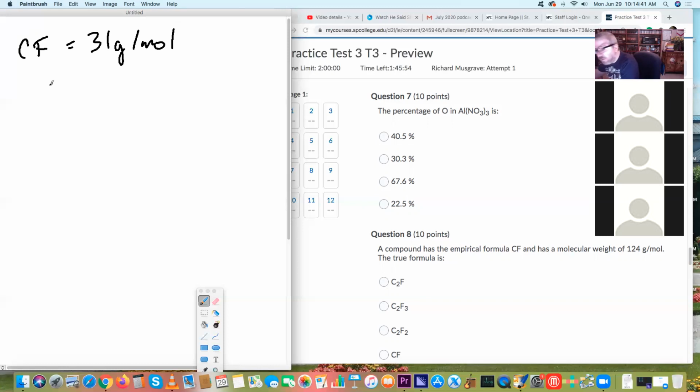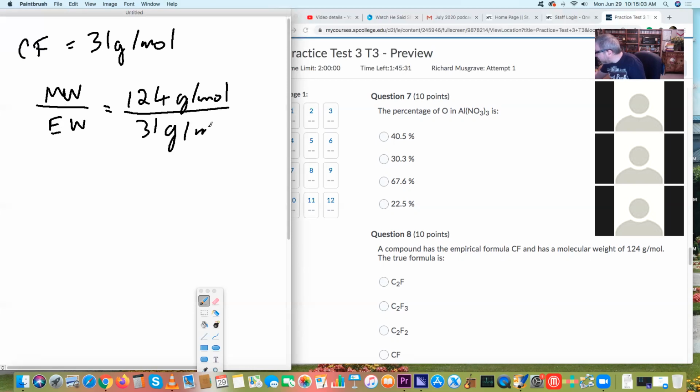So what I can do here is take the molecular weight and divide it by the formula weight. Sorry, the empirical weight. Which is going to be 124 grams per mole divided by 31 grams per mole. And you can see that that's going to be 4. So there's 4 CF units, which means C4F4 would be the true formula, since we do have the molecular weight there. So that's the easiest way of doing it.